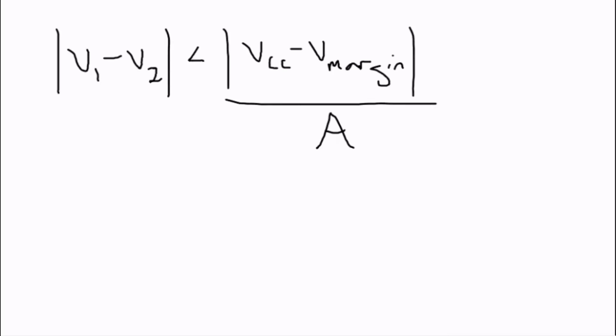On our whiteboard, we've got an equation that says the absolute value of the difference of the voltages at the input terminals of the op amp must be less than the absolute value of the supply voltage. That's what the VCC is. That's the supply voltage. No, that's not the signal. This is the power supply voltage, right? Which we often see as plus or minus 12 volts or plus or minus 15 volts, minus the voltage margin. Now, voltage margin is like a buffer zone.